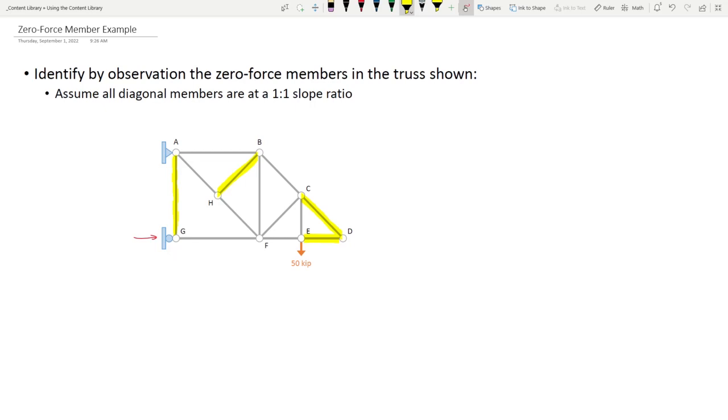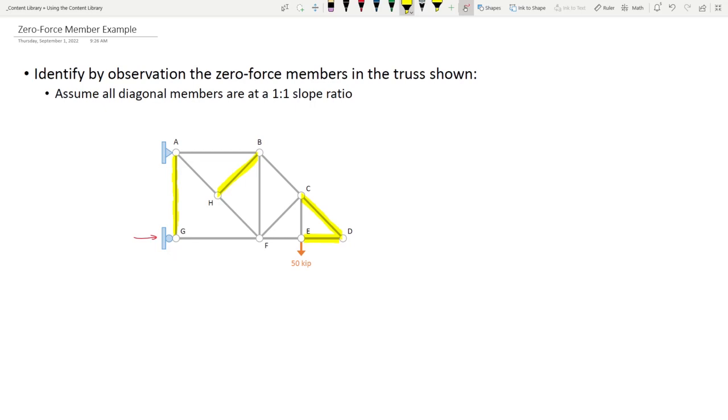Now, is there another joint that we ought to look at? There's one more we ought to look at right now. I'll give you a hint. It's already been said. What's that? E. What's going on with joint E? Now, remember, this is a zero force member. So we can ignore this member. Now tell me what's going on with joint E.